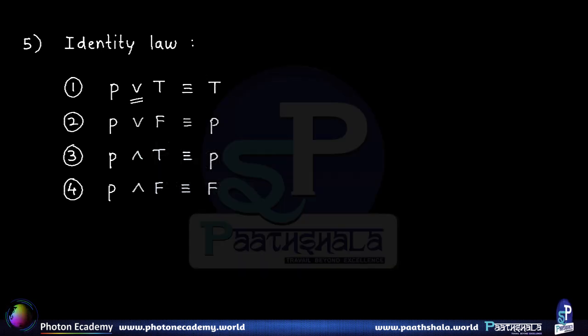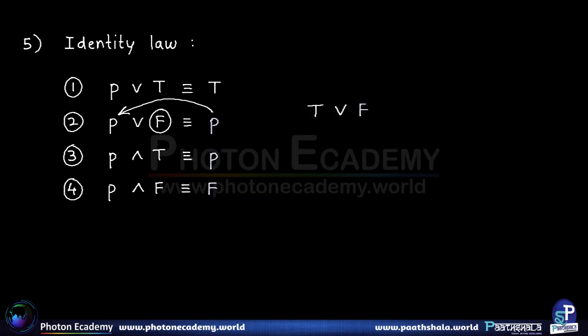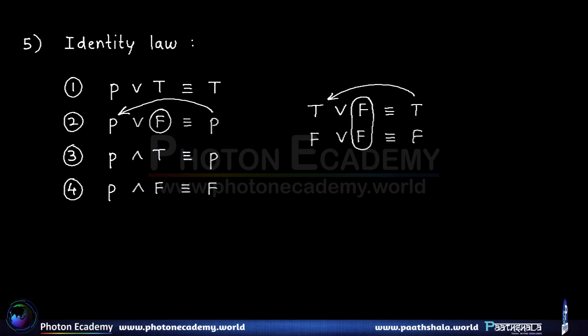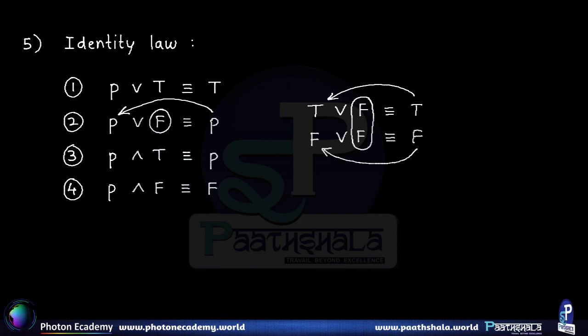Now in case of OR, if one of the elements is false, then the answer will depend on the truth value of the other unknown truth value. Because suppose we have true or false, that is equal to true, we know. But if we have false or false, that will be equal to false. So when one element is false, the result will be the same as the truth value of the other unknown truth value. So that is the meaning of this.